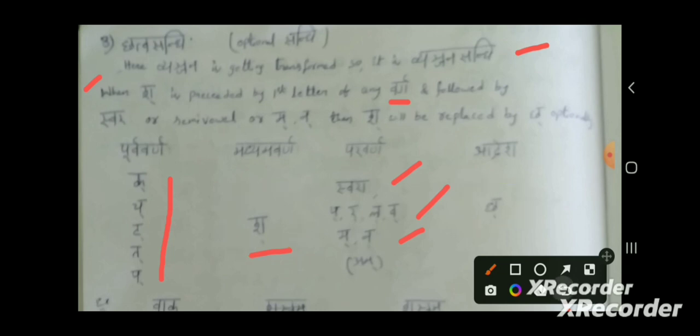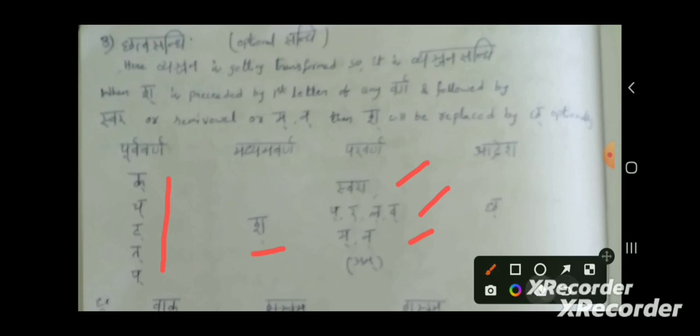Till now we have seen only preceded by and followed by, only this Purva Varna and Paravarna. But in this Sandhi, we are seeing Madhya Varna, that is the middle letter. So our definition says, when Shakara is preceded by the first letter of any Varga and followed by a vowel or semi-vowel or Makara or Nakara, then this middle letter will be replaced by Chakara. That's it.